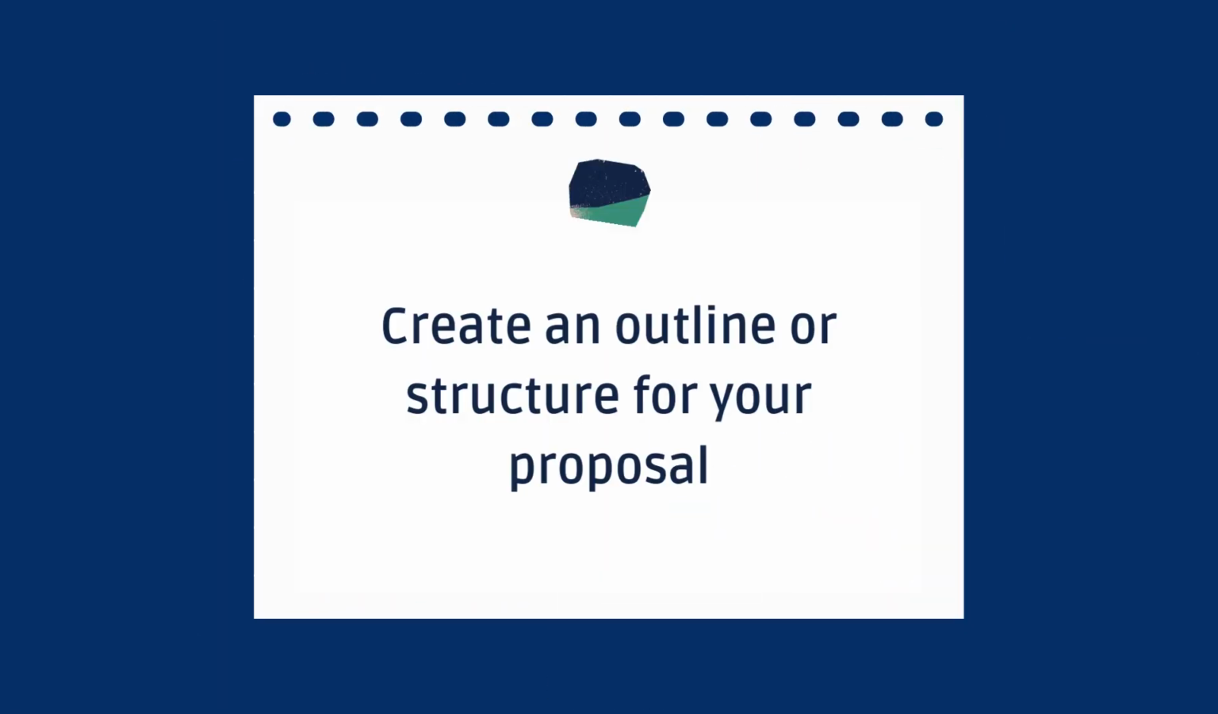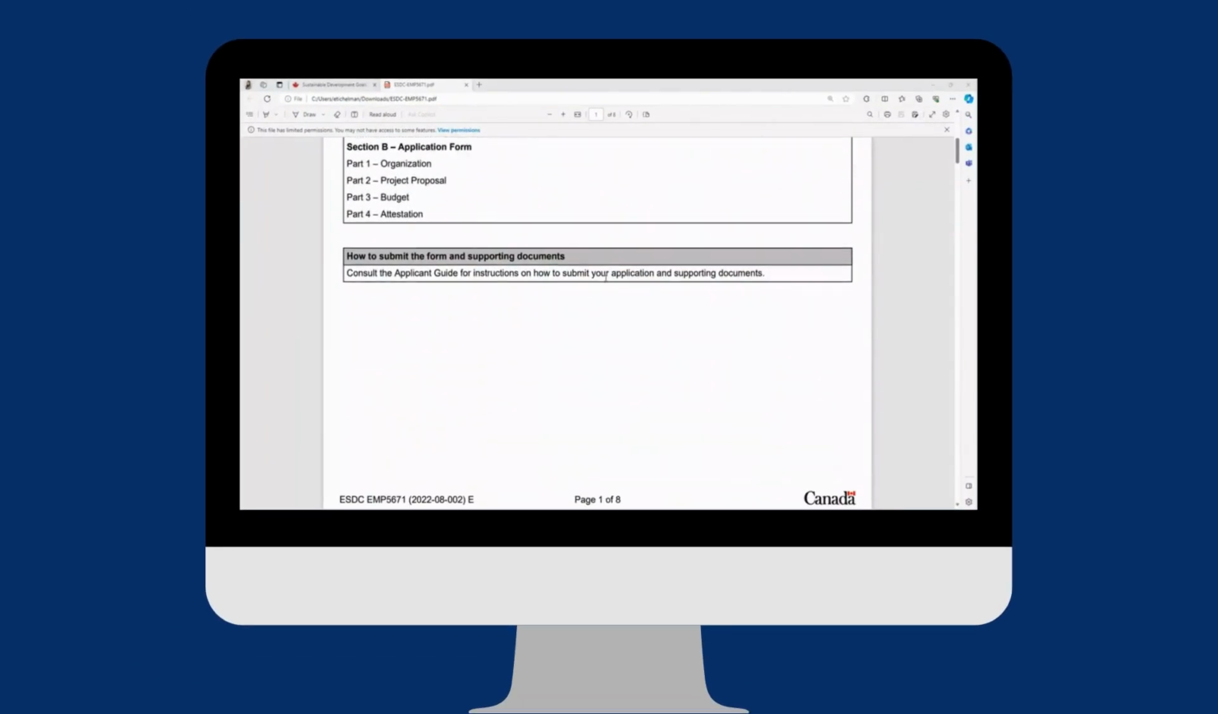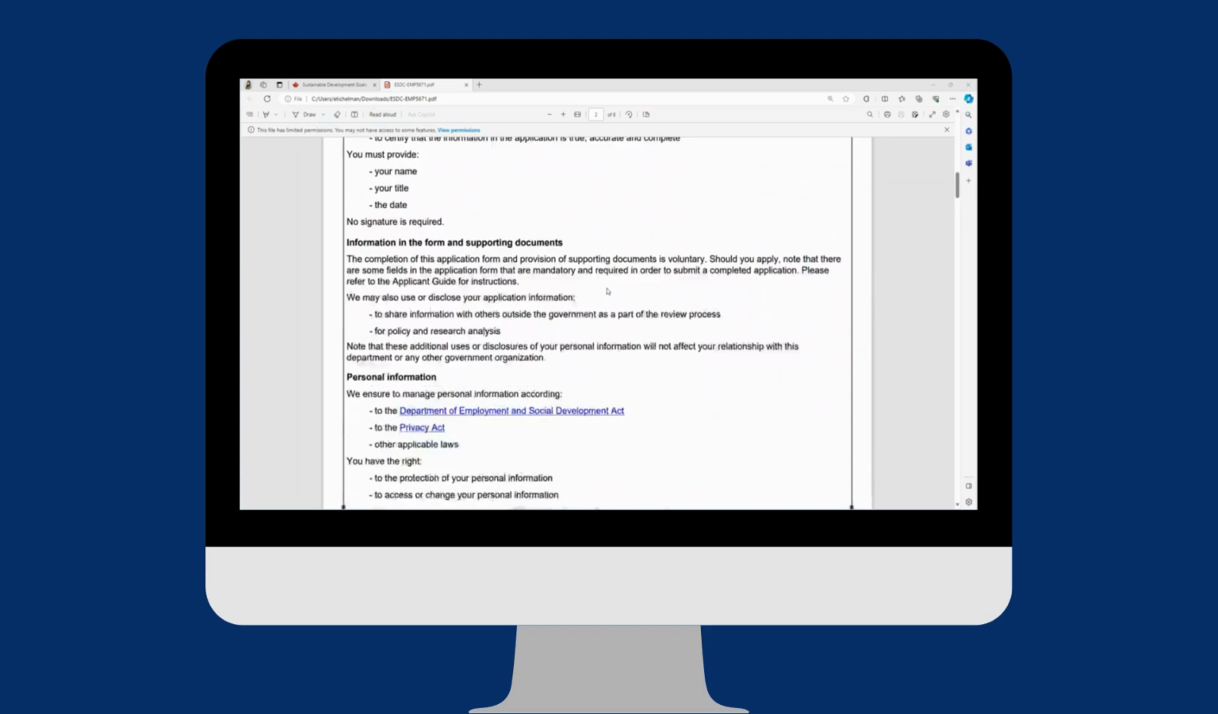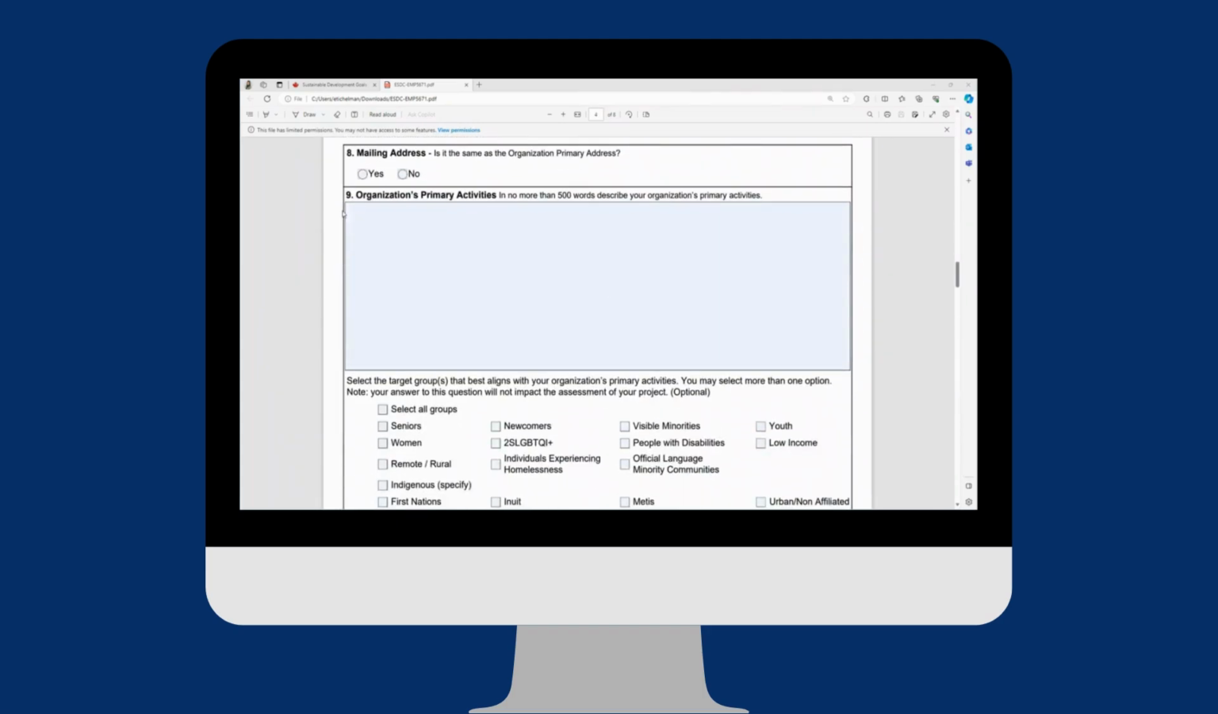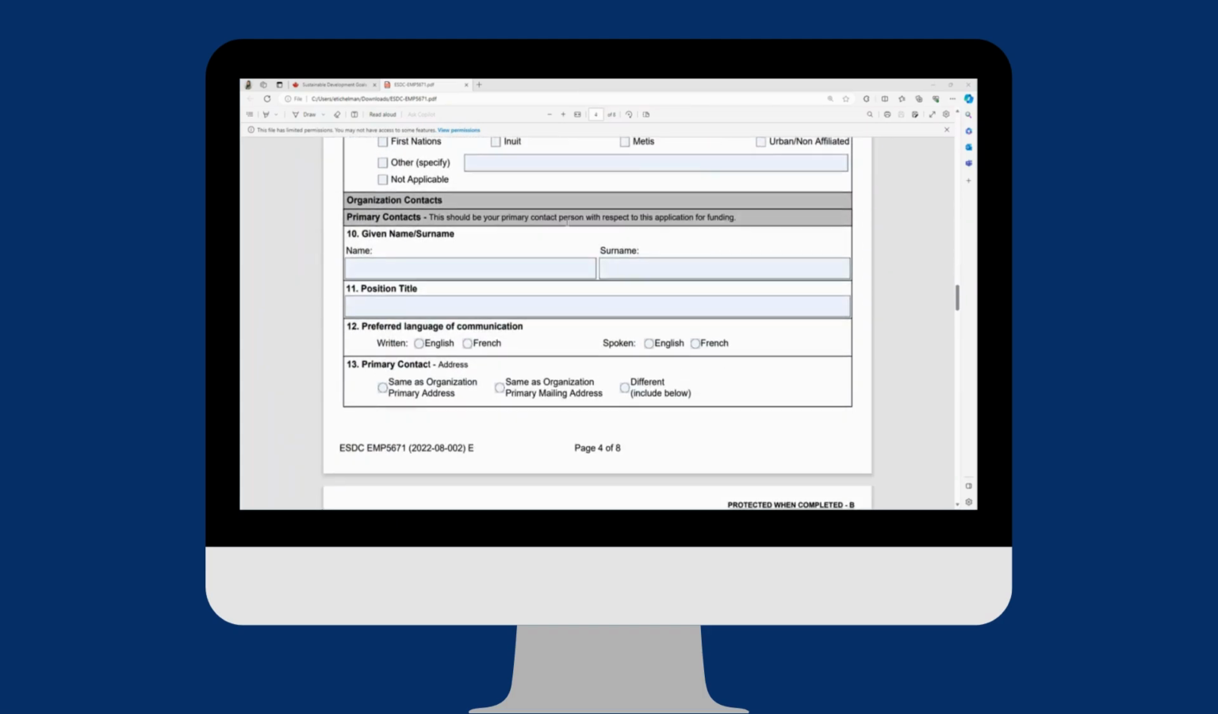Create an outline or structure for your proposal. Before you start the writing stage, make sure you look over all of the application questions and get a full picture of the story you're trying to tell. Having structure to your writing will make it easier to communicate an accurate and powerful message.